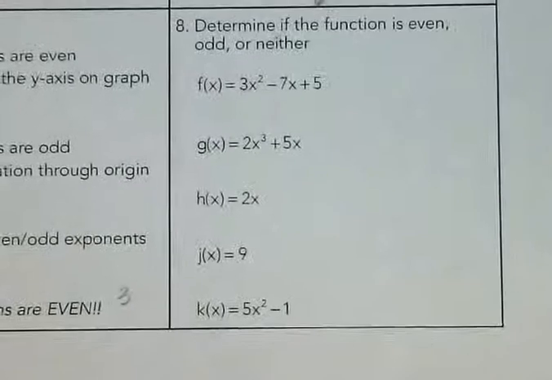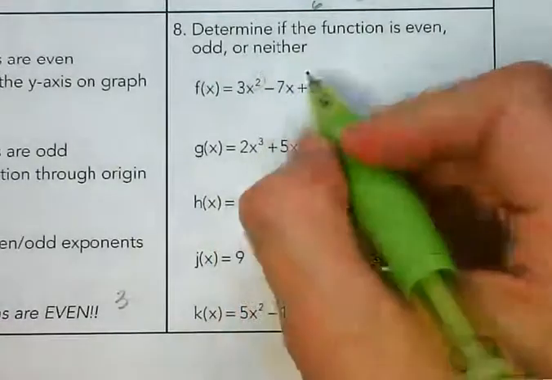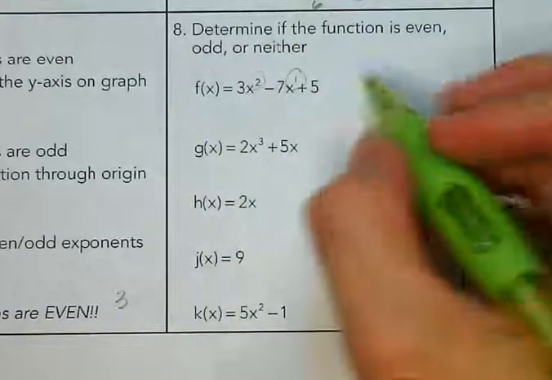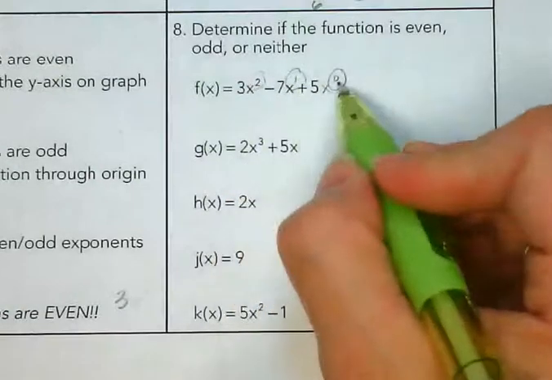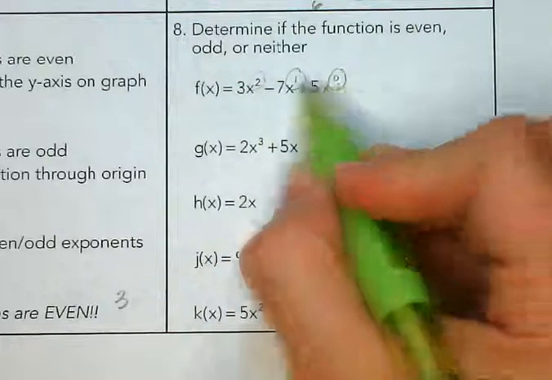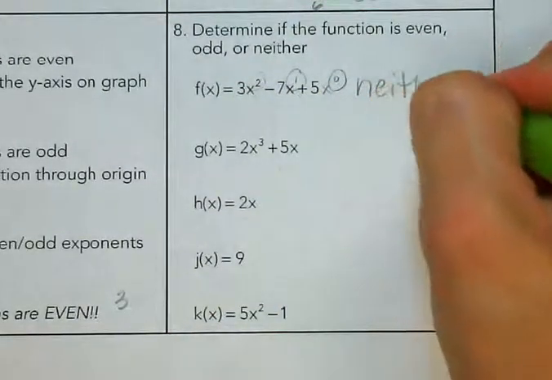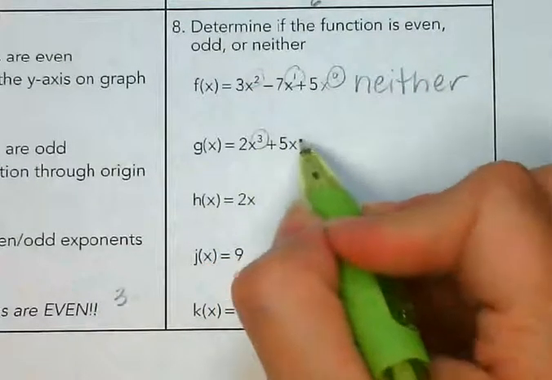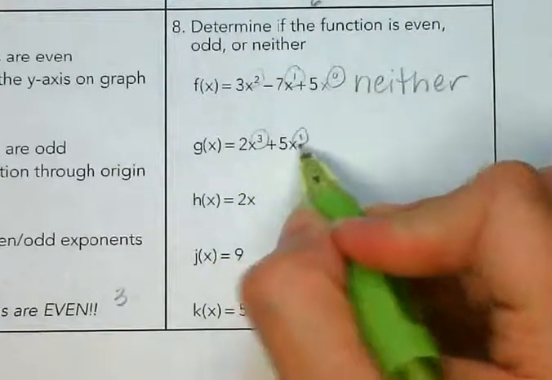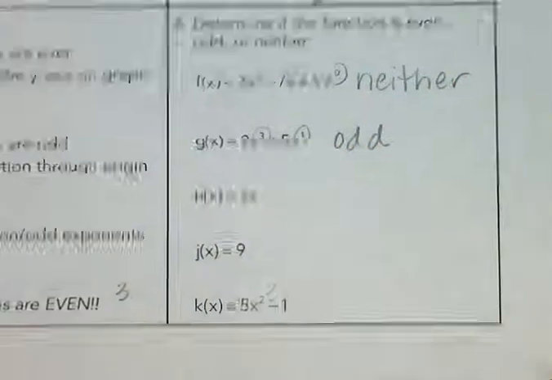So looking at our examples, we are determining whether the function is even, odd, or neither. So that's a 2. That right there is a 1, and this right here is a 0. So it looks like I have a combination of evens and odds. So that one is neither. All right, this exponent right here is a 3. This exponent would be a 1. Those are odds, so the function's odd.